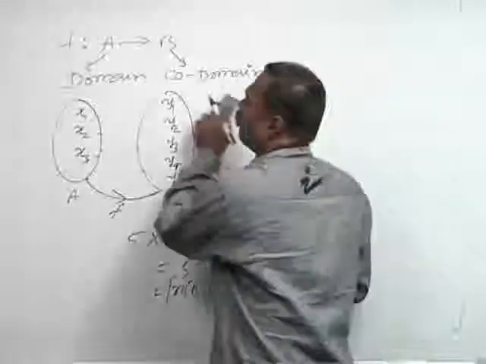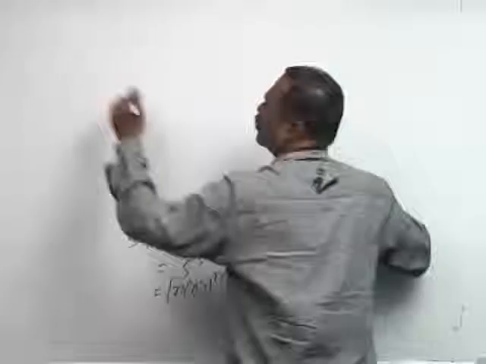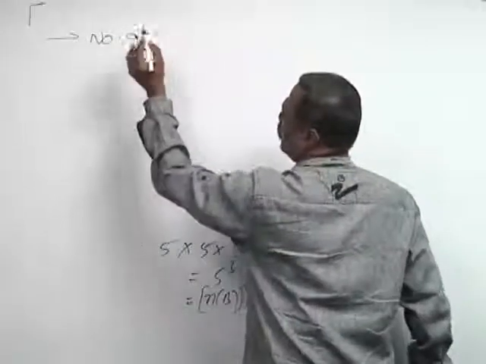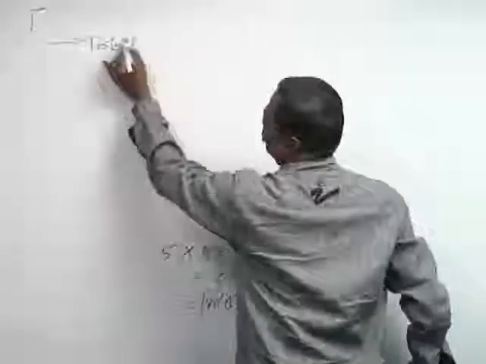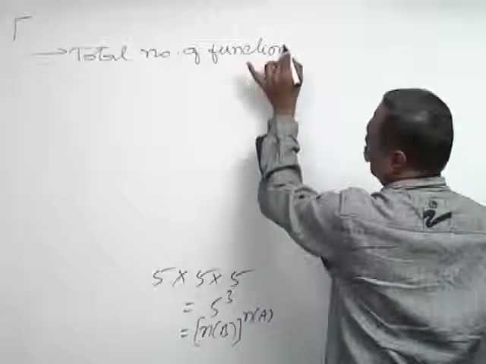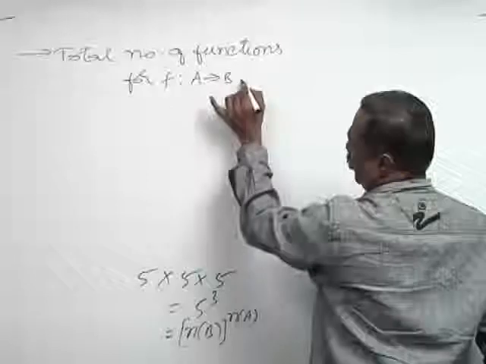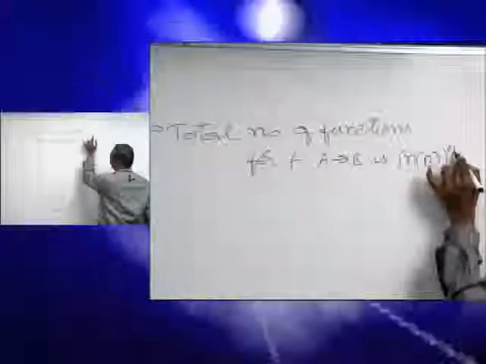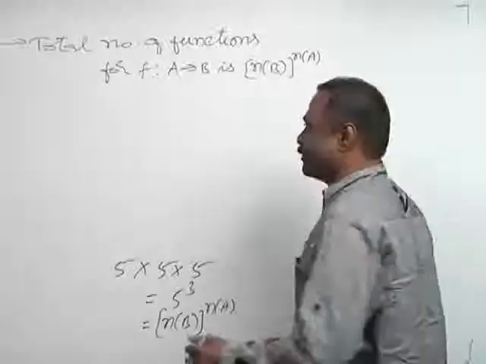So what is the number of functions here? The total number of functions for f maps A to B is n of B whole power n of A. Understand it, please. n of B whole power n of A. That's good.